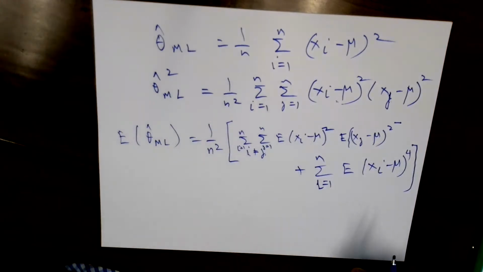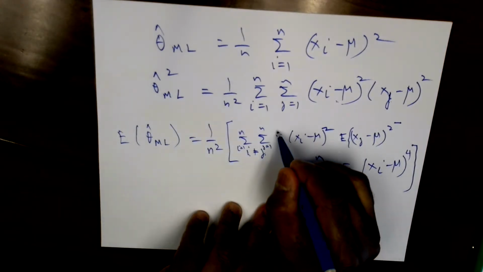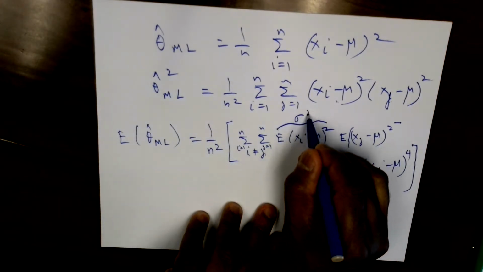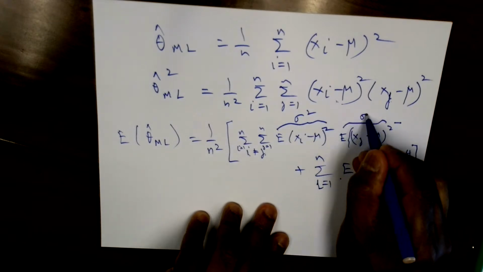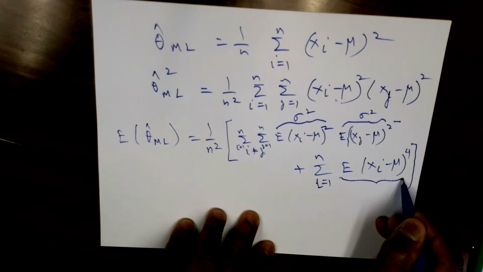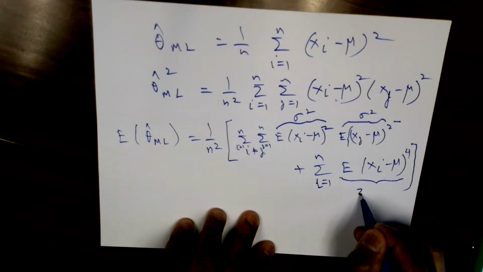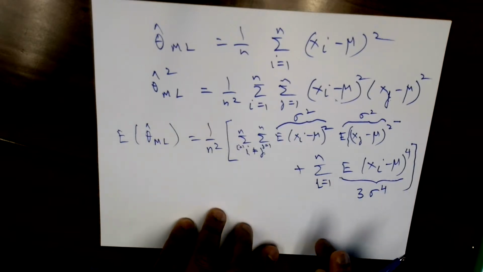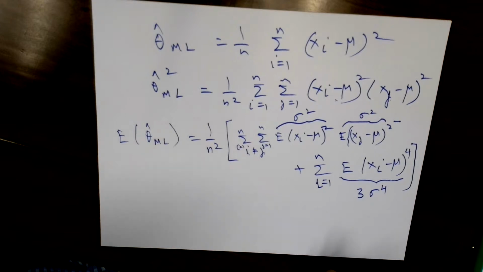So this is what we have to deal with. Notice this is easy. This is sigma squared. This is also sigma squared because that's by definition. And this is, you can look it up, you can check it out. This is 3 sigma 4. This is the fourth central moment.